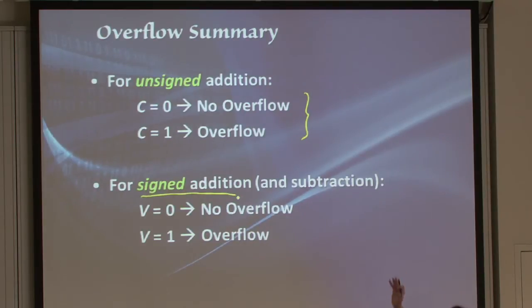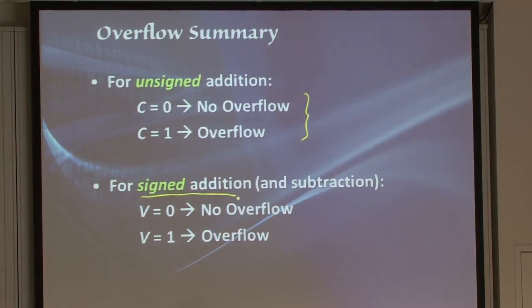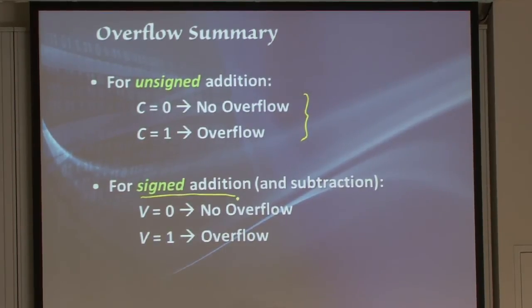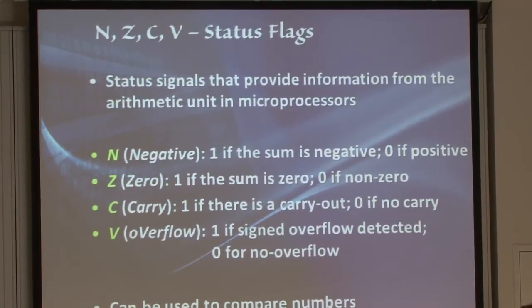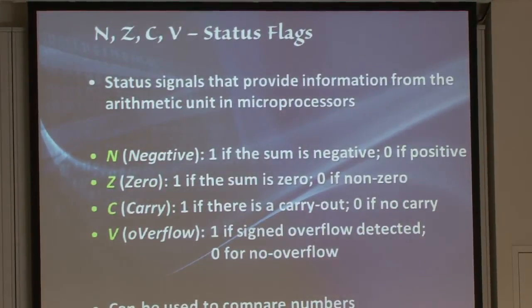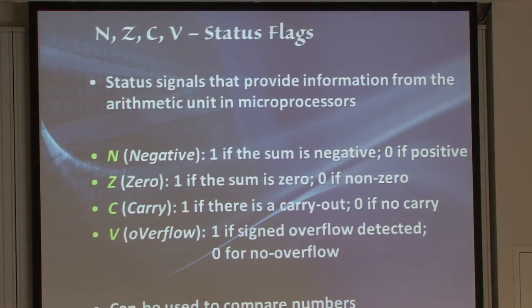Now, so we talk about those C and V signals. In addition to those two signals, I can define a couple more signals, the N and the Z. And this is what we'll call the status flags.